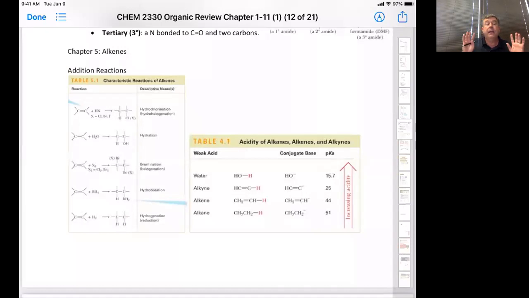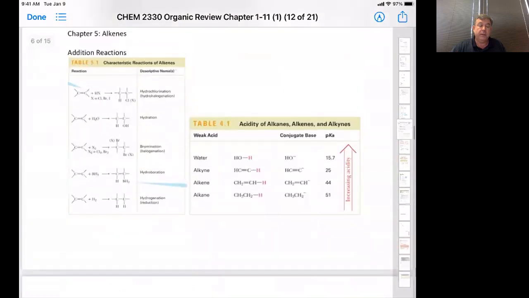Okay. Then hydroboration was backwards from the other two. The boron actually ended up on the less substituted carbon. And in hydrogenation, it just adds hydrogen across the double bond by itself. And that's usually catalytic hydrogenation with a solid metal catalyst. Okay. Now, let's see.